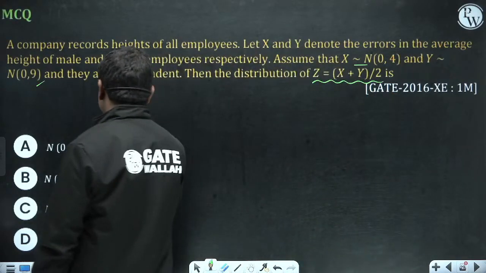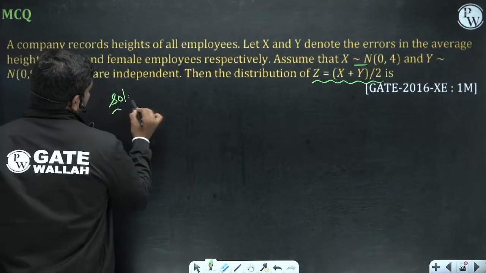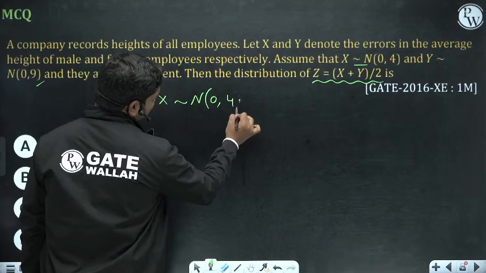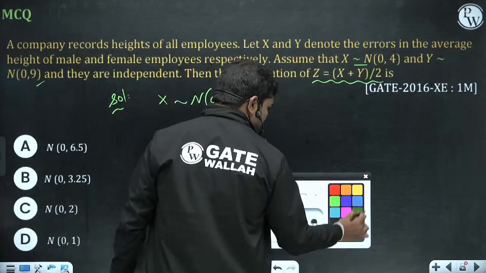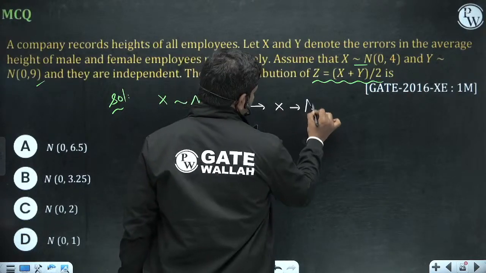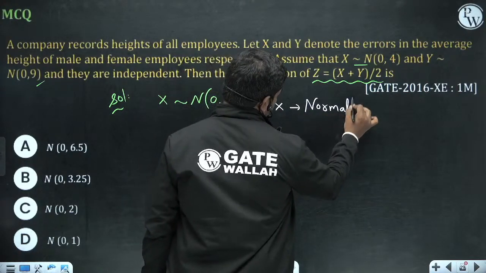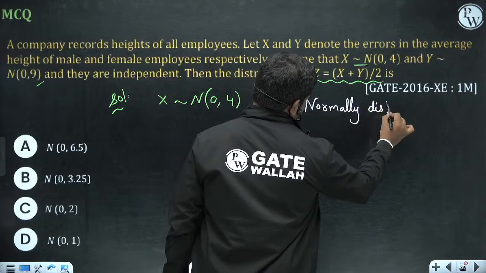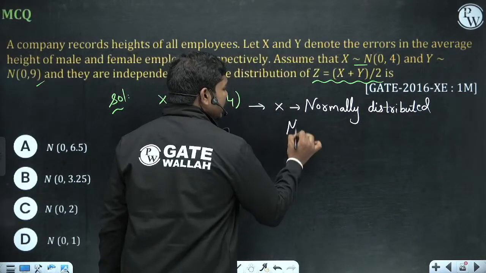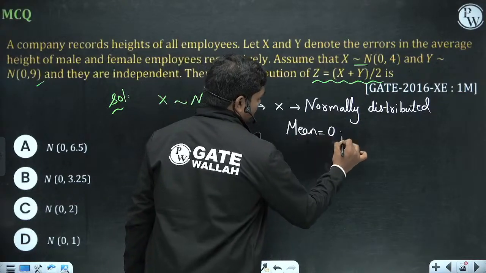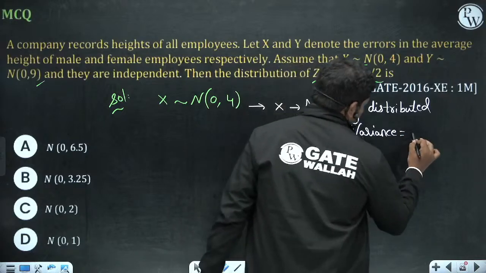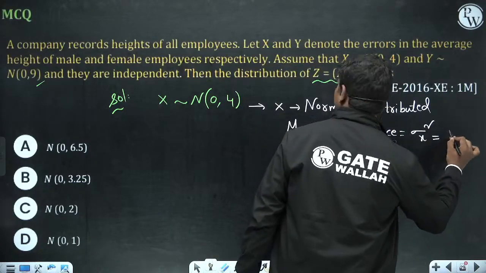Okay, so let us see here. X is normally distributed with 0, 4. What is the meaning of this 0, 4? This symbol tells you that X is normally distributed and mean is equal to 0 and variance, which is sigma x square, is actually equal to 4.